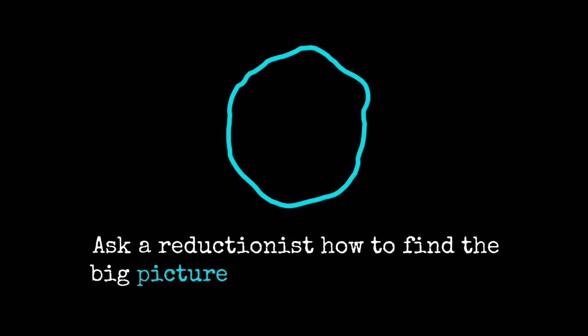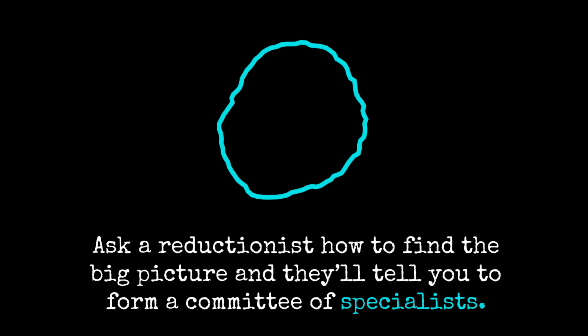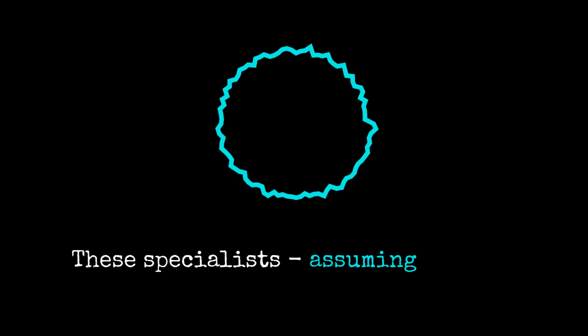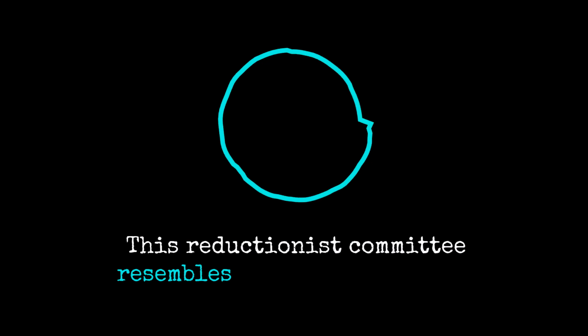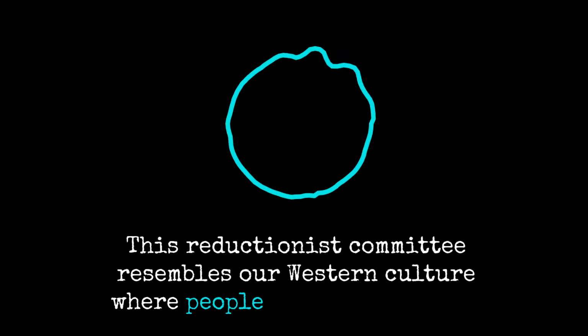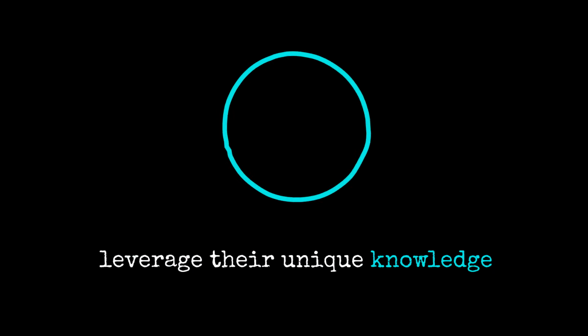Without stepping back to see how the brushstrokes meld together, there is no way to see the bigger picture. Ask a reductionist how to find the big picture, and they'll tell you to form a committee of specialists. These specialists, assuming they are of the reductionist variety, will miss the big picture because they fail to account for emergent properties.